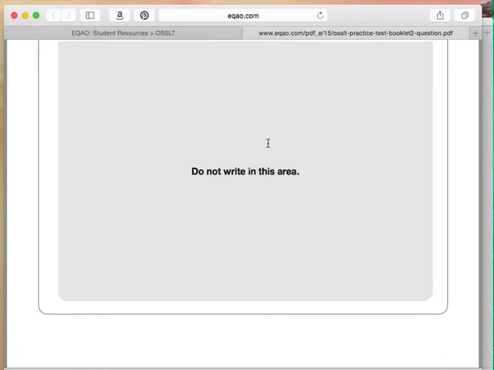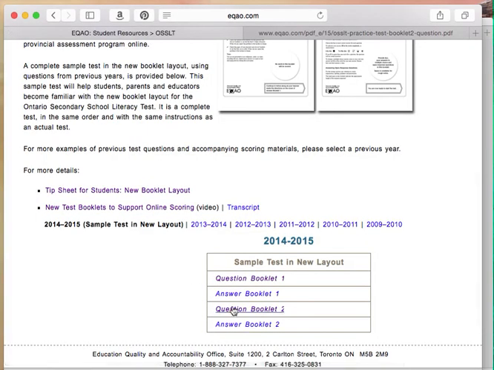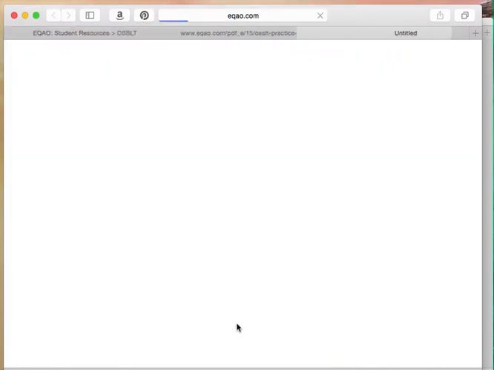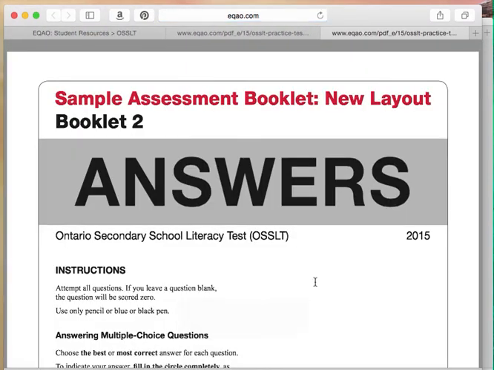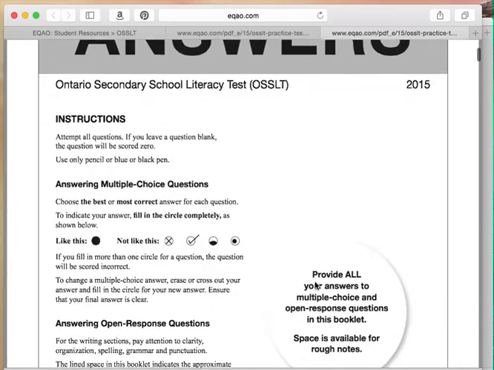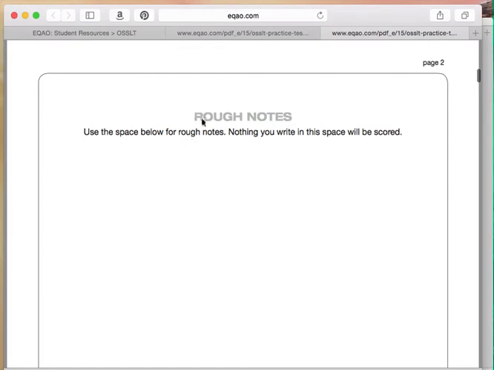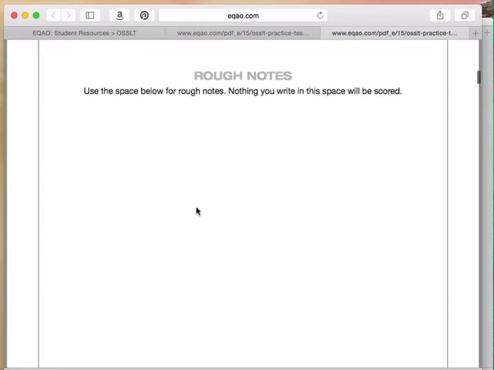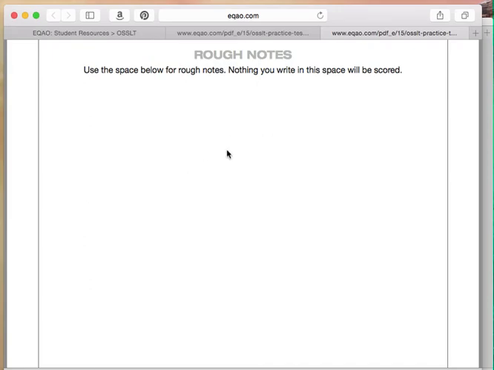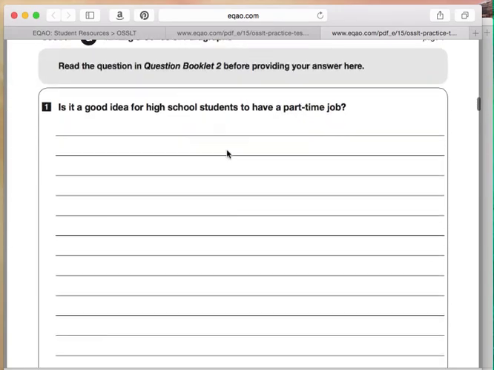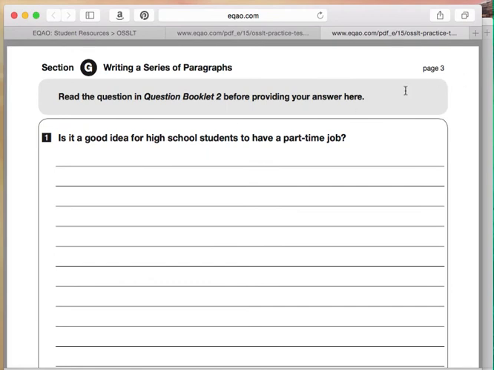As mentioned before, I was going to show you the answer booklet. So let's check that out, and that will be all we will look at. So what I'm looking for is how long is this response supposed to be? So I would look into my answer booklet, and I would look for right here these rough notes. This is an area where you might want to draw your essay map, and right here in the answer booklet on page 3, here's the prompt we were given. Is it a good idea for high school students to have a part-time job?